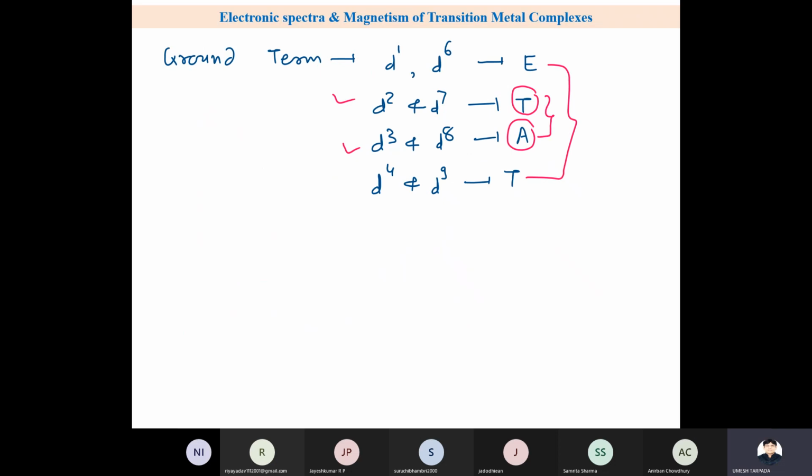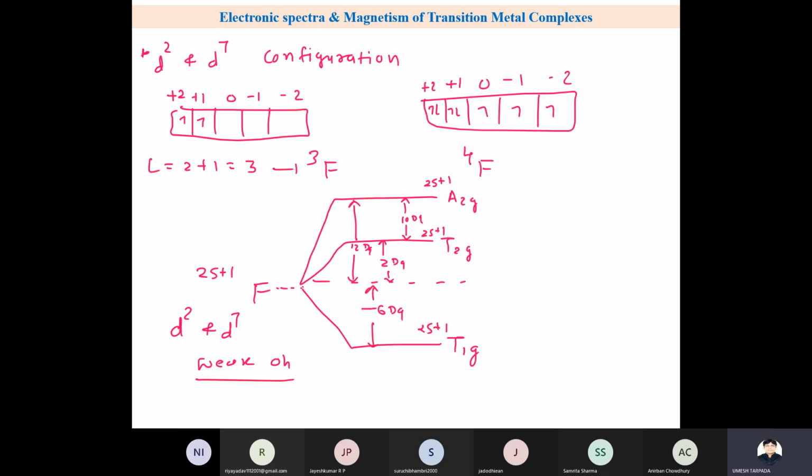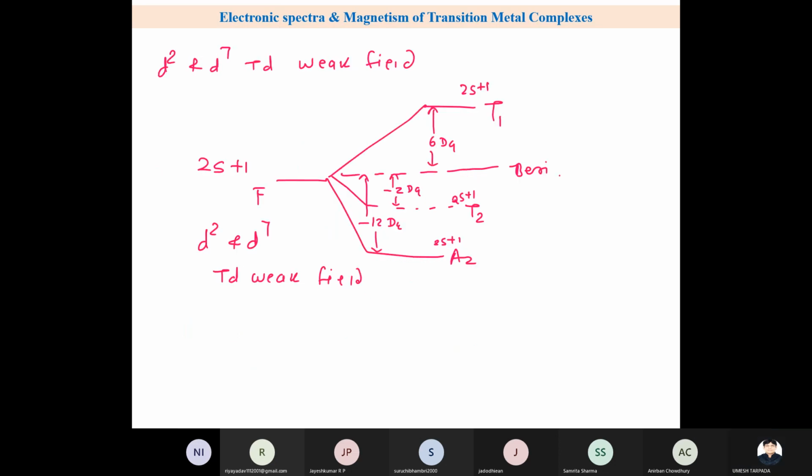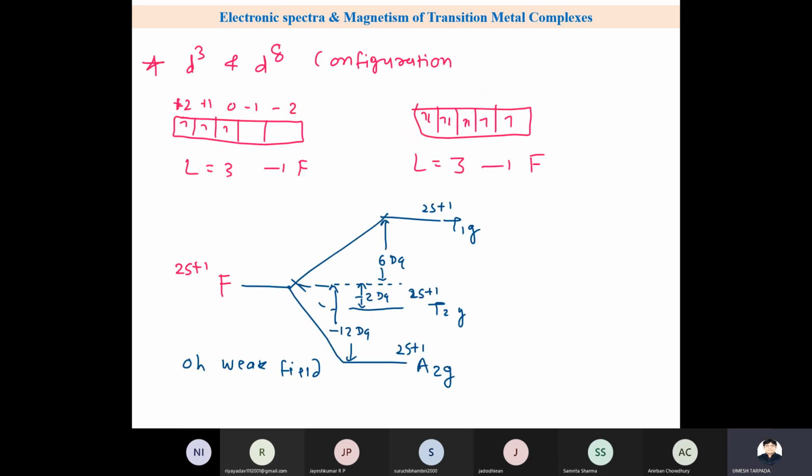Now, this is the ground term. In D1 and D6 systems, the ground term is the E term. E term is the ground term for D1 and D6 systems. Now if you come to D2 and D7, then the ground term is the T term. And for D3 and D8 in octahedral, the ground term is A2g. So A2 is the ground term.